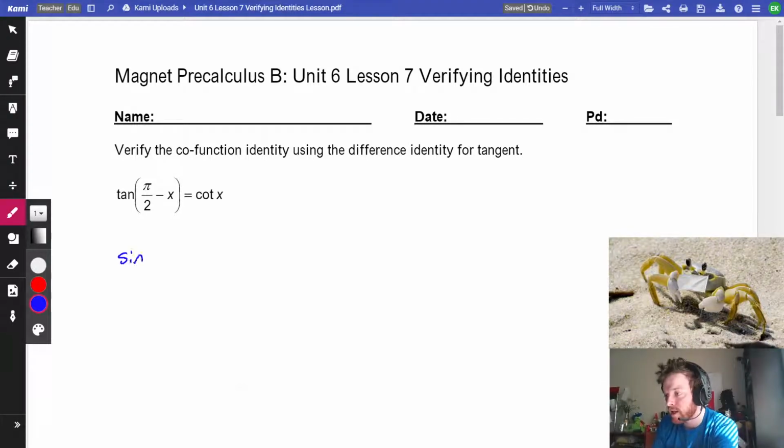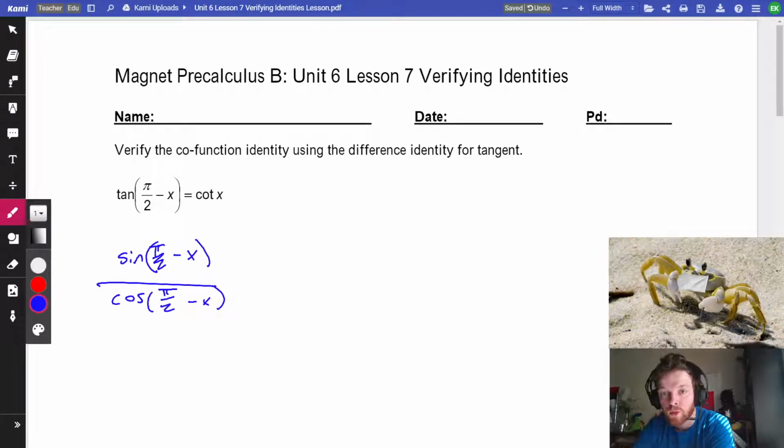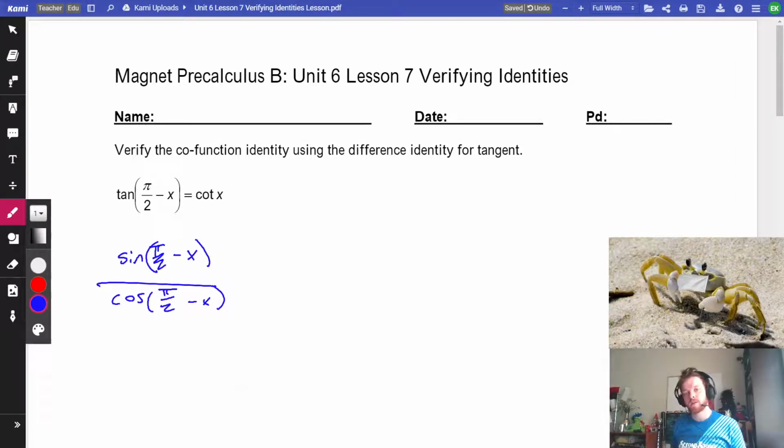Let's write this as sine of pi over 2 minus x over cosine of pi over 2 minus x. All right. We're using the sum and difference formulas here. Yes, we could use the cofunction formulas, but that's not the point. As I've been making this point several times in class, the goal here isn't always just to do it. It's the journey, not the destination. We want to practice these identities. All right, so let's use the difference identity rather than the cofunction identity, because this problem is all about the difference identity.